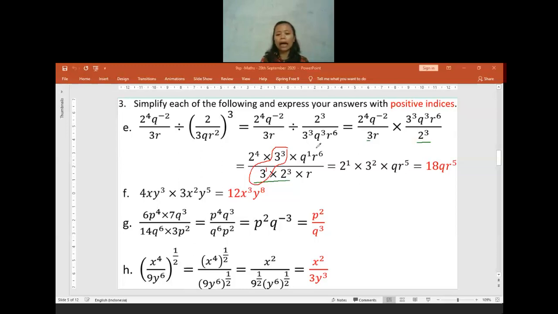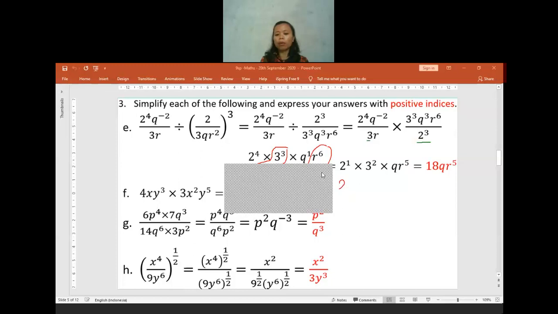For the r, there are two: r to the power of 6 and also r. It is a division, so we subtract the power. No power, so we add our own power, which is power 1. 6 minus 1 equals 5. That's why the letter part will be q r to the power of 5.